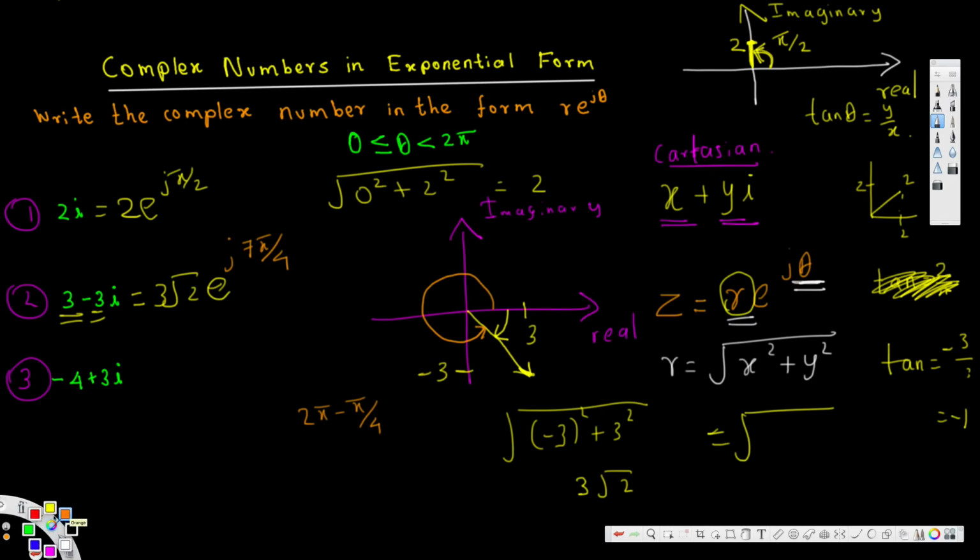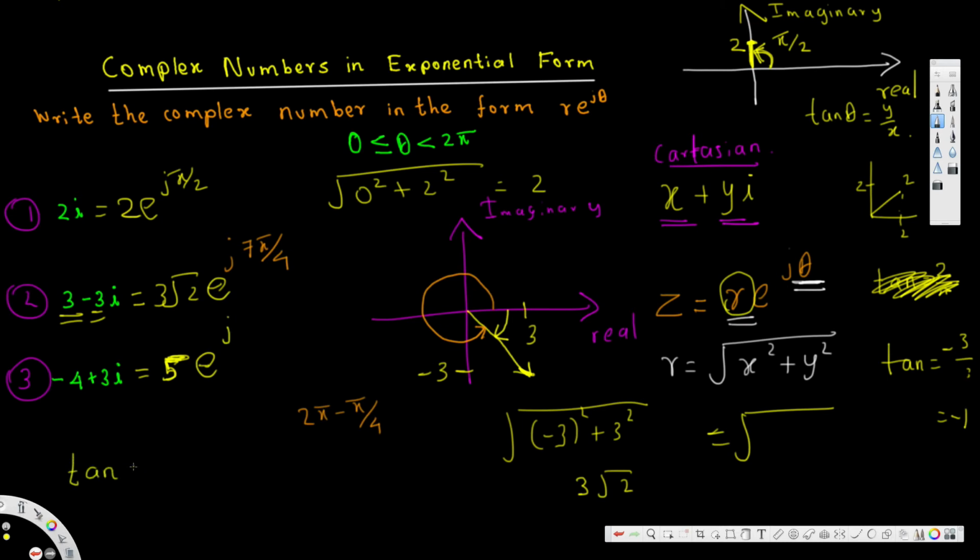Now let's look at the last one. Negative 4 square plus 3 square. I directly calculate: negative 4 square is 16, 3 square is 9. So 16 plus 9 is 25. The square root of 25 is 5. So 5 is the r. I just did the Pythagorean theorem in my head. It's easy. And then e power j theta.